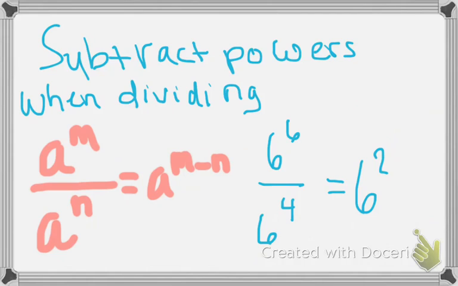A math problem for this would be 6 to the power of 6 over 6 to the power of 4. Because the variable is the same, which is 6, you will carry it over, which is already on the other side of the equation. And because you have two different powers, you will subtract them. So you will subtract 6 minus 4, which will give you 2, giving you the answer 6 to the power of 2.